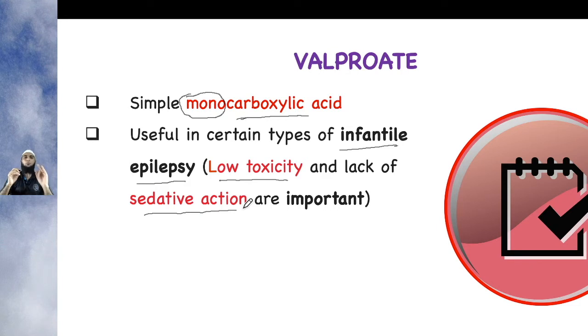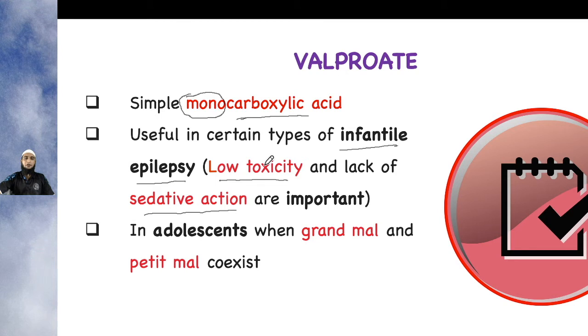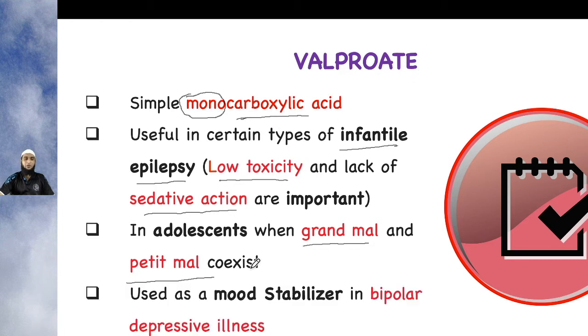Due to both these good properties, Valproate is one of the good drugs that can be used for the treatment of infantile epilepsy. It is also used in adolescent or adult patients when there is a condition where grand mal and petit mal epilepsy coexist. It is a very rare condition. Generally grand mal epilepsy, that is tonic-clonic convulsion, and petit mal epilepsy, that is absence seizure, rarely coexist. But if they do, then Valproate can be one of the good drugs for the treatment of such a situation. Or it is used as a mood stabilizing agent, so a very important use.